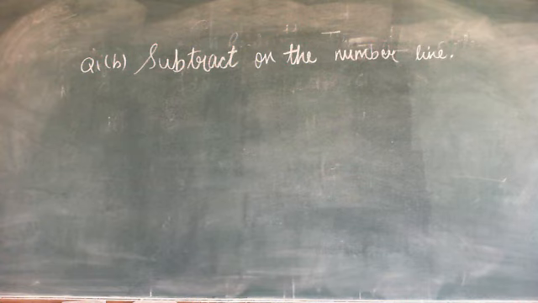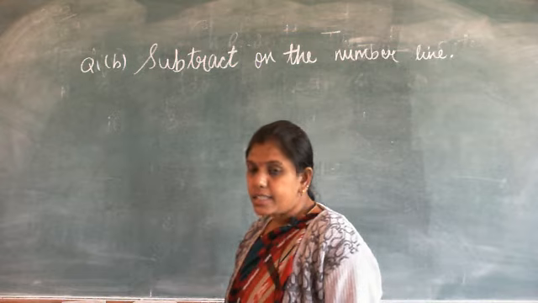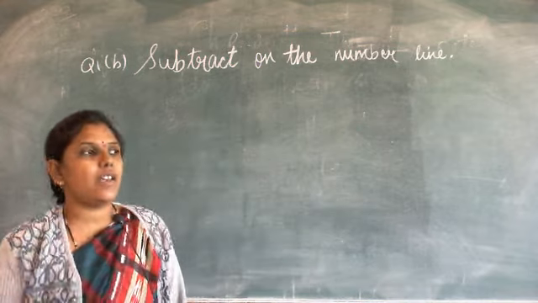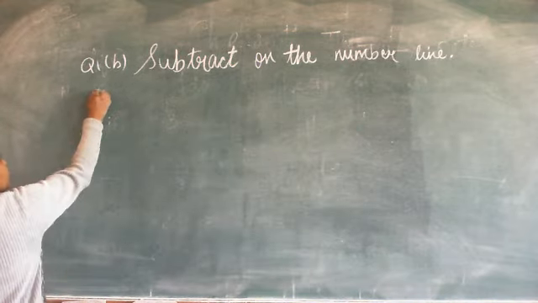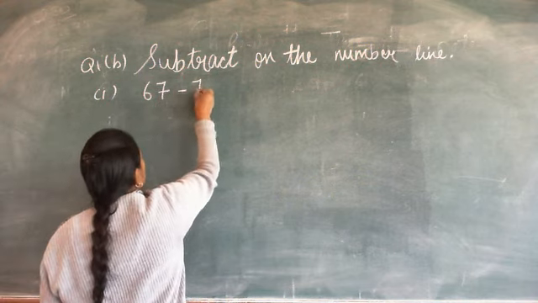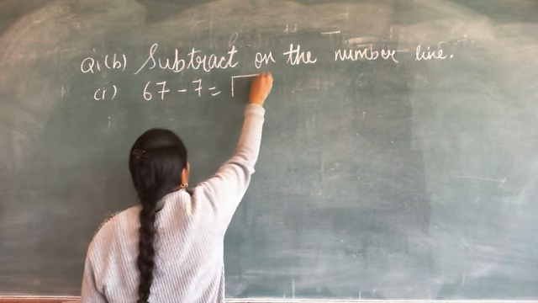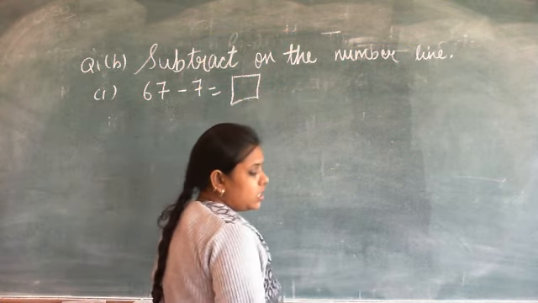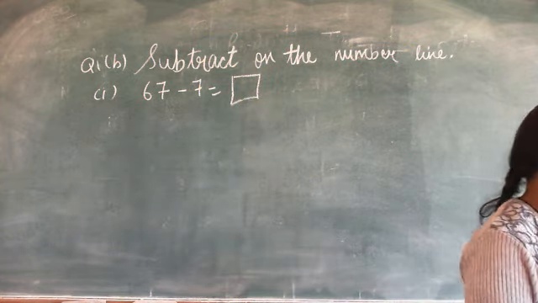Now the question that is given in the book is 67 minus 7. So first write the first question: 67 minus 7.